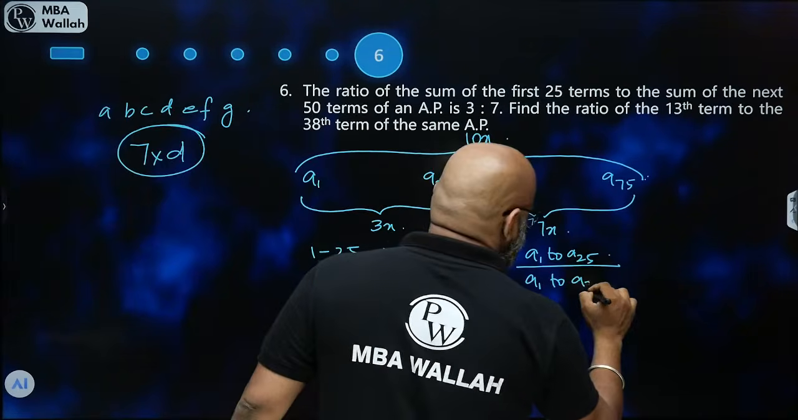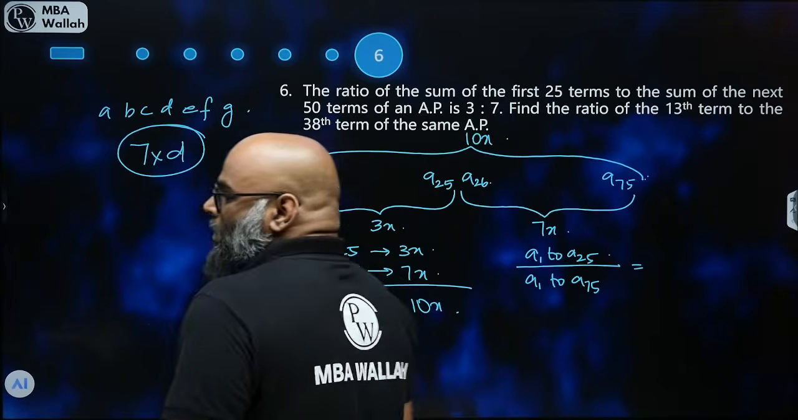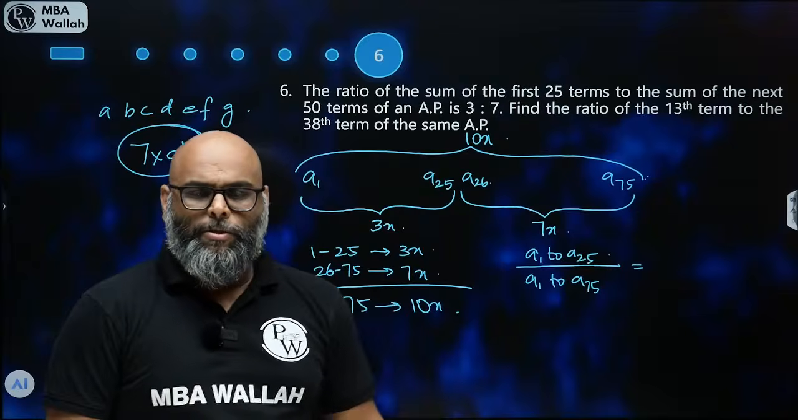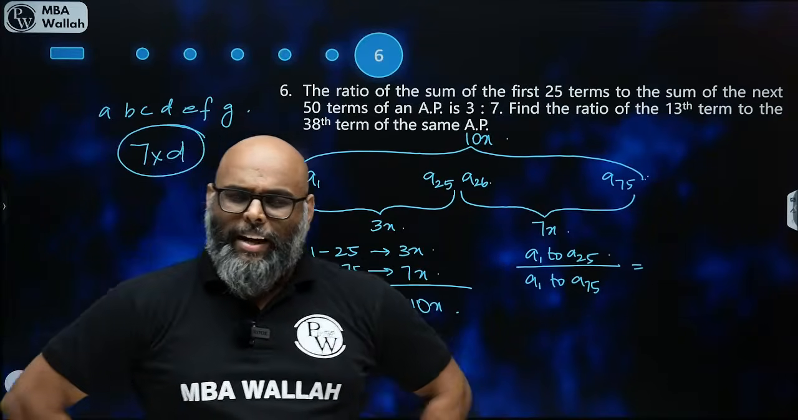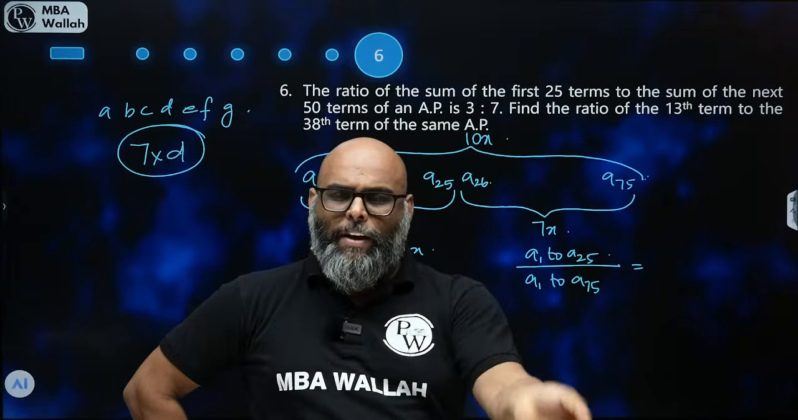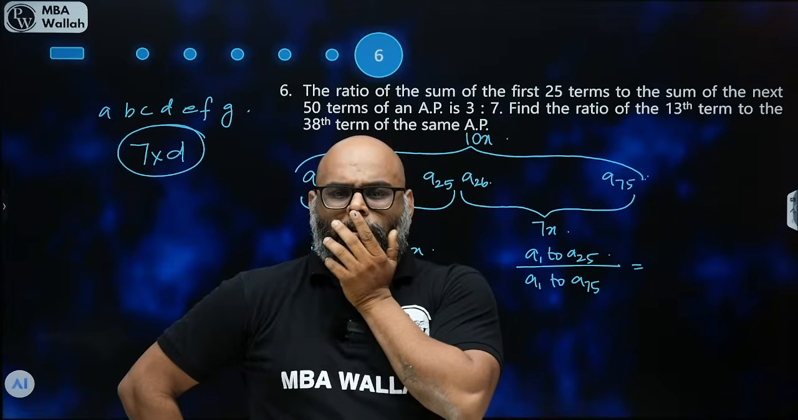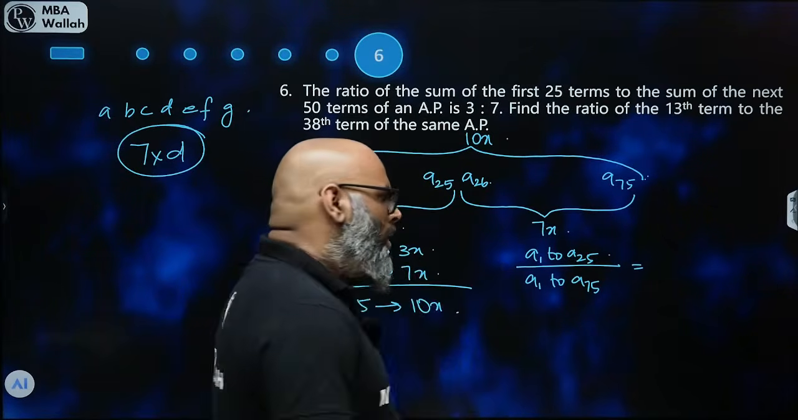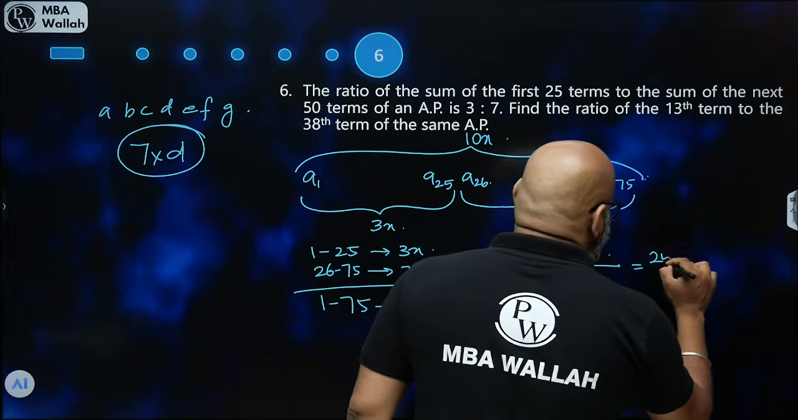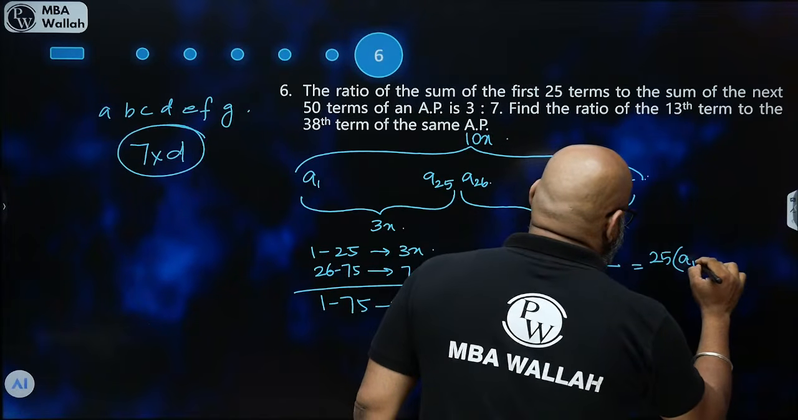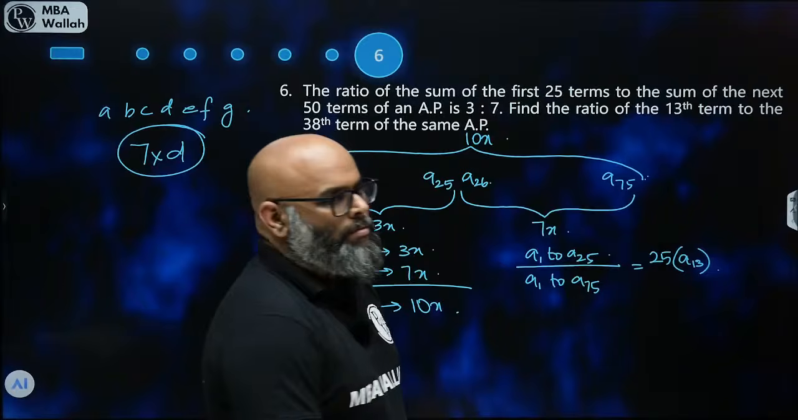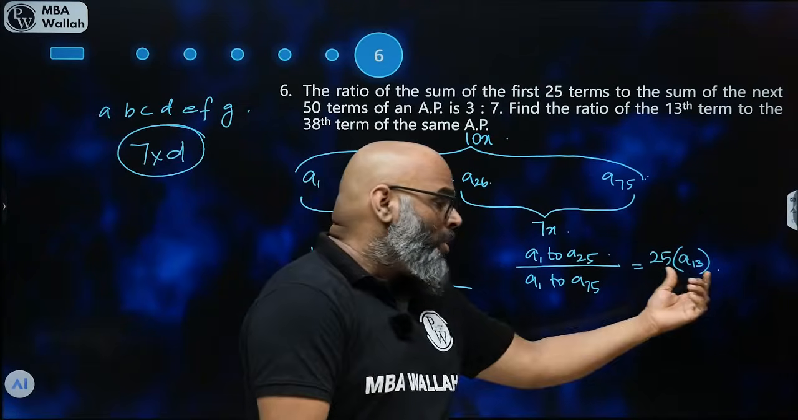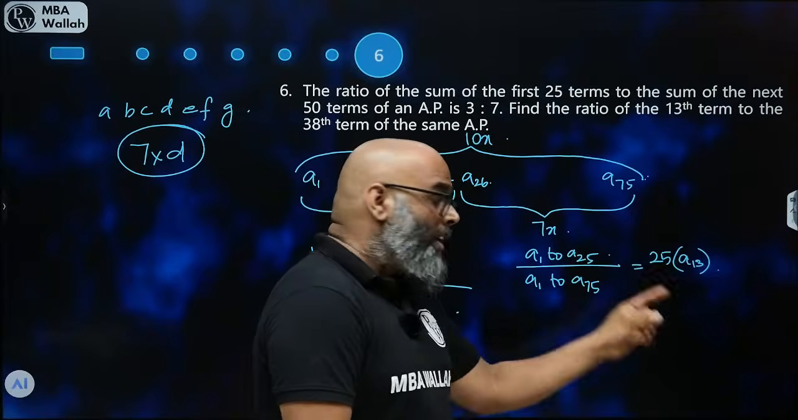A1 to A75. What is the easiest way to write the sum of the first 25 terms? Can I say that it will be the middle term into 25, the middle term into the 25 terms in it? Or I can say that will be 25 times A13. Can we say that it's 25 times your middle term?